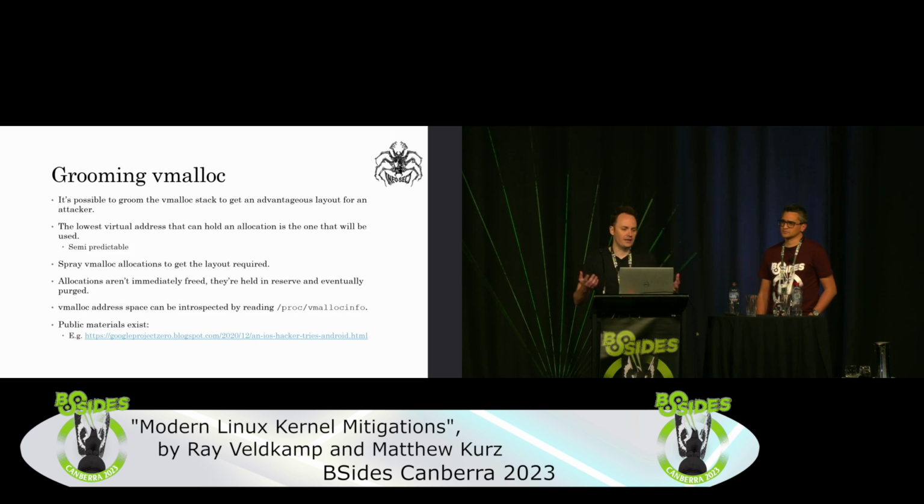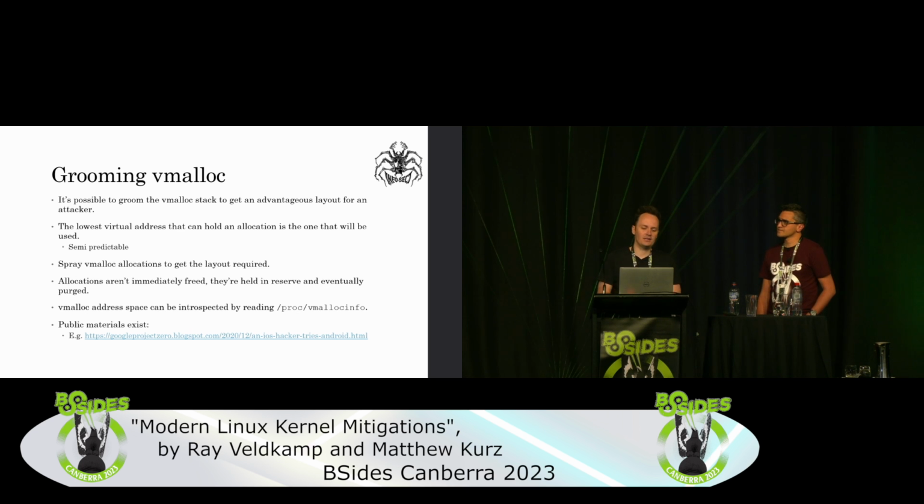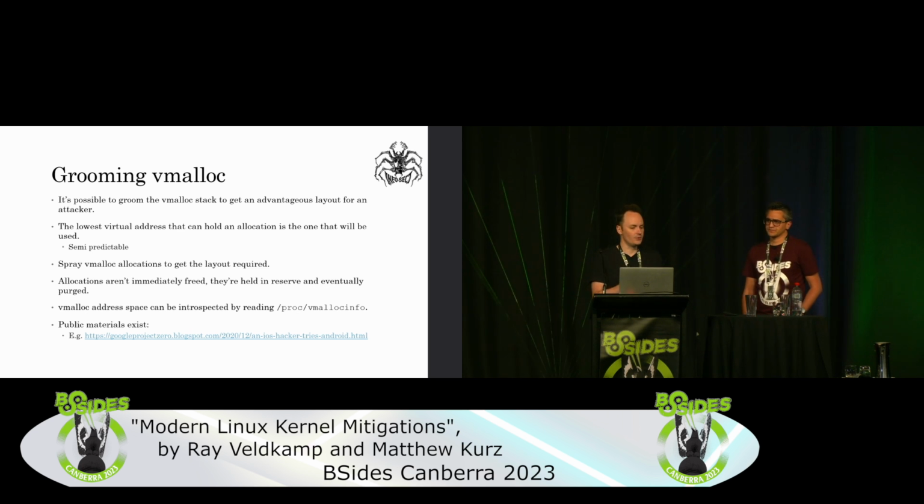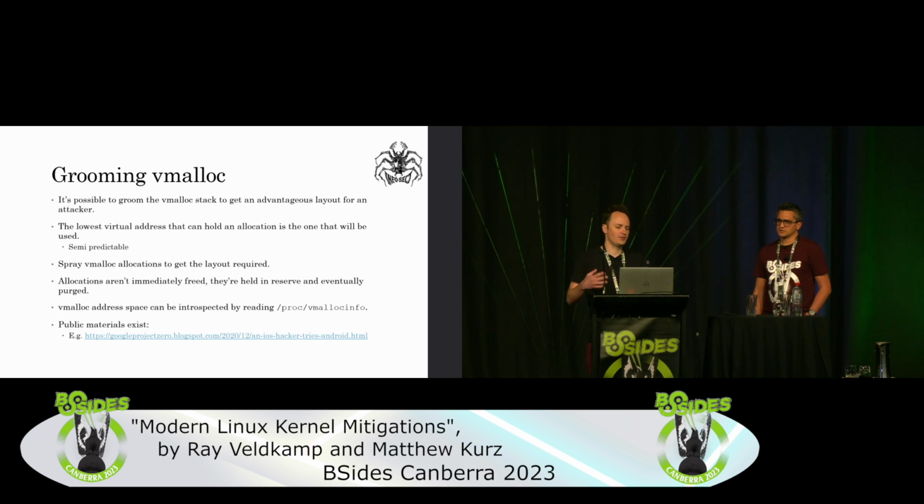I don't have an example of an attack against vmalloc, but I will say that as an attacker, if you are trying to groom vmalloc into an advantageous layout, it is possible. I'll briefly cover these. So vmalloc will give you back the lowest virtual address in the vmalloc range that can hold the allocation, which makes them semi-predictable. That means you can spray vmalloc allocations to get an advantageous layout.